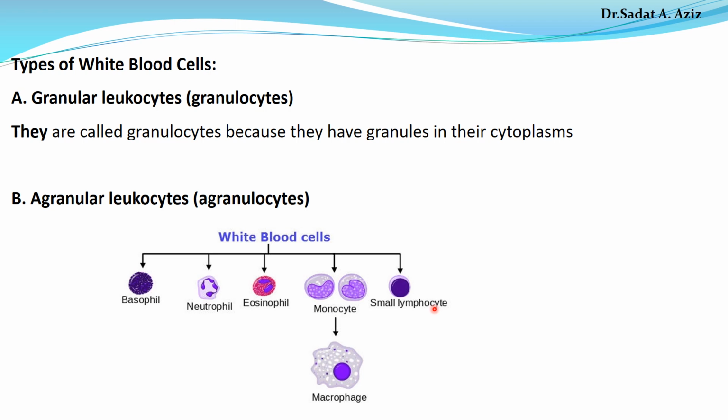Okay, so let us say we have granulocytes and agranulocytes. Granulocytes include what? Eosinophil, neutrophil, and basophil, while agranulocytes include what?